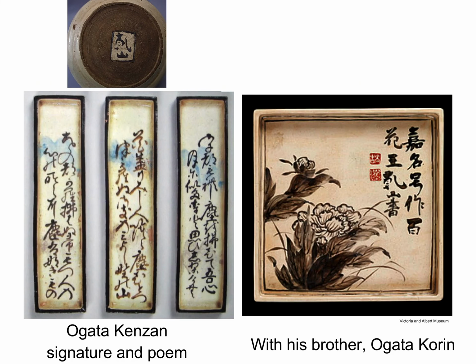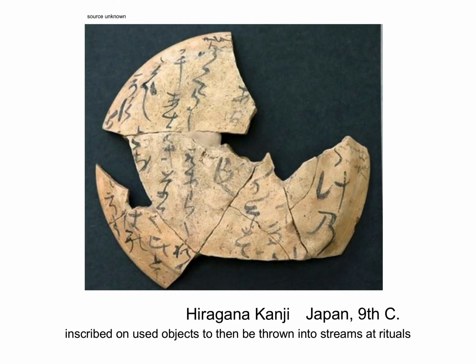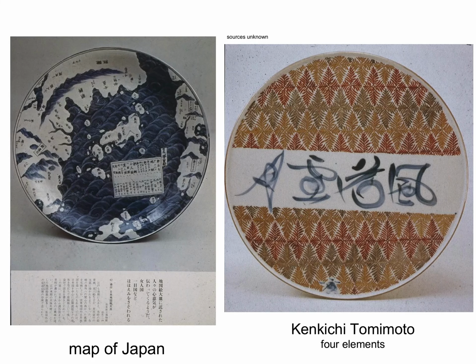In Japan, the work of Ogata Kenzan, again, this is his signature on top, and an inscribed poem on one of his ware, often made in collaboration with his brother Korin, a very celebrated painter. We find very early examples of Japanese kanji script, and those were inscribed on ritual objects that were then thrown into streams at a specific time of the year.